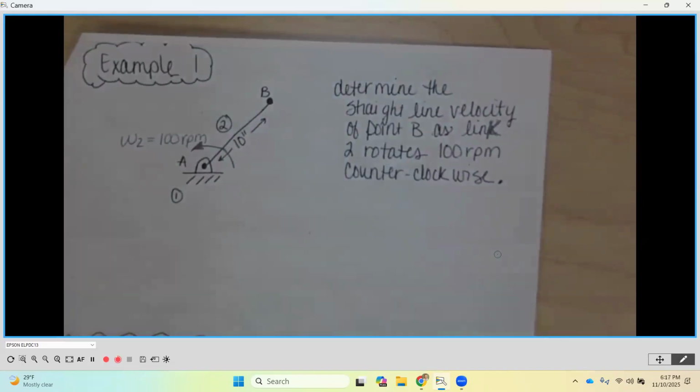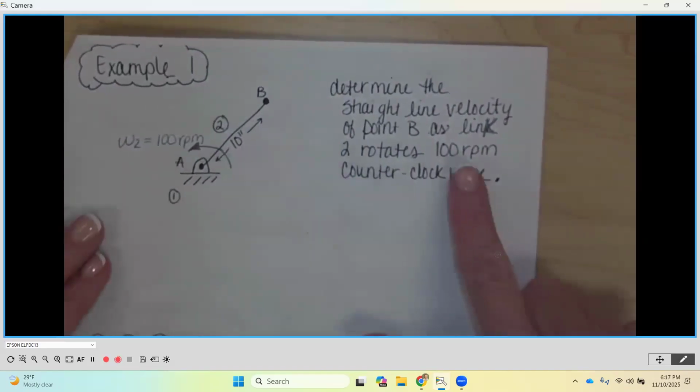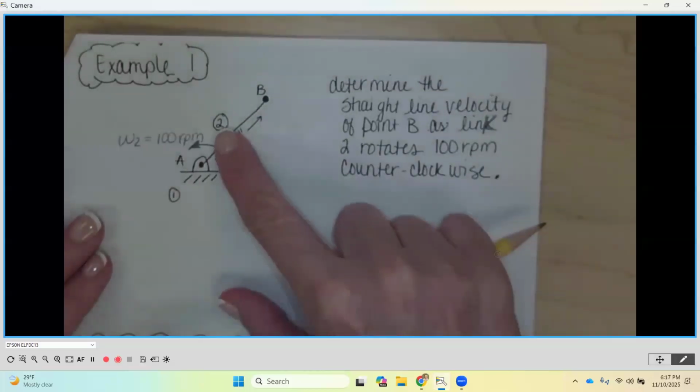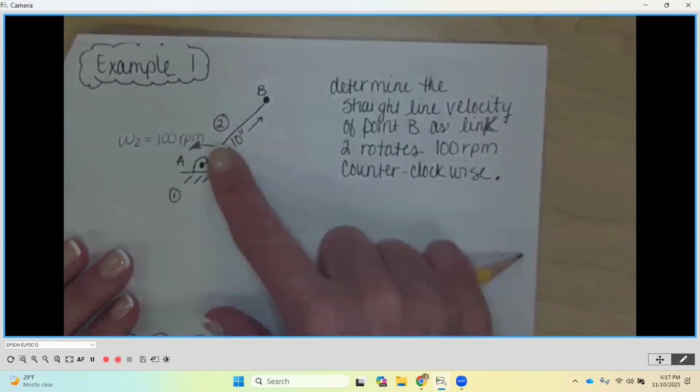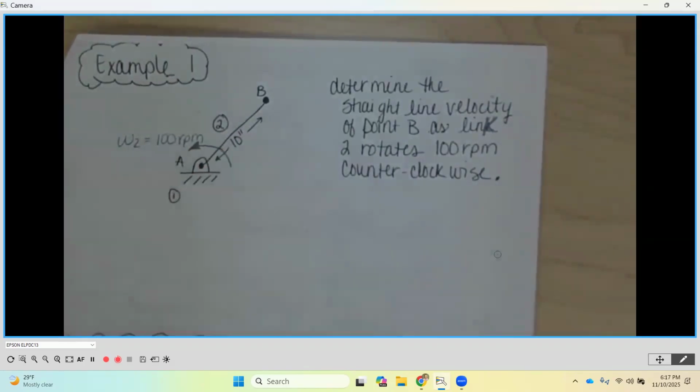Now, how do I know it's W2? Well, it says that the link, and we have the link identified as number 2, is rotating counterclockwise, and angular speed is going to be a variable of lowercase omega or W. I say W2 all the time. Okay.